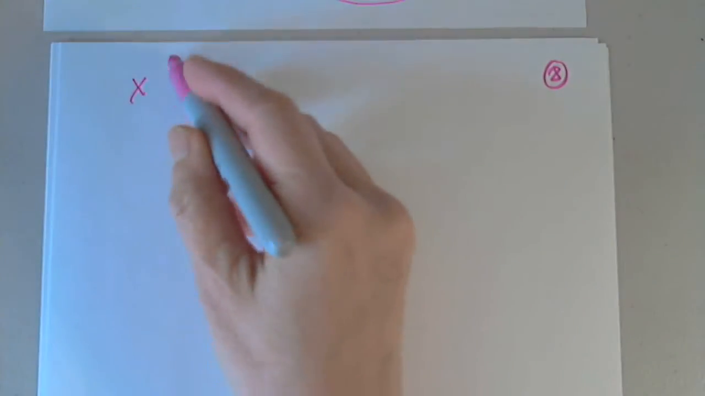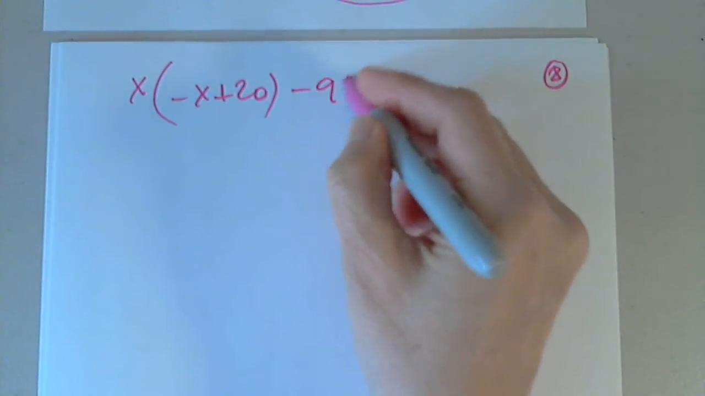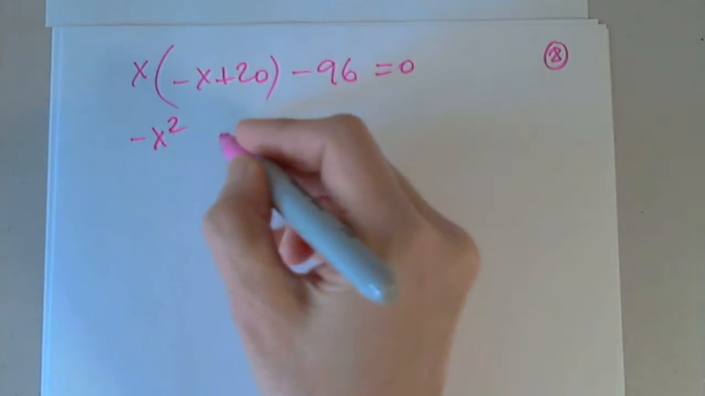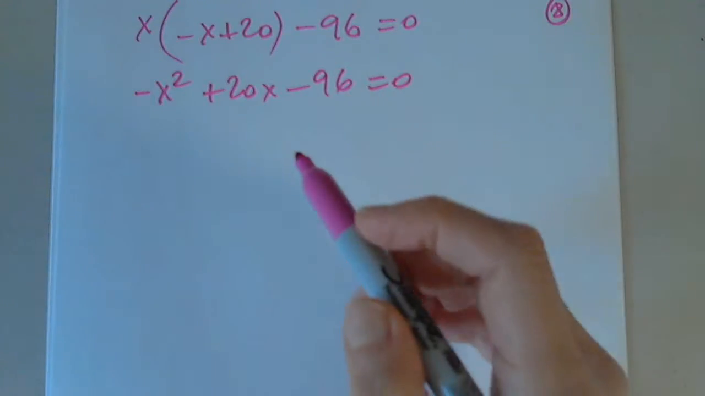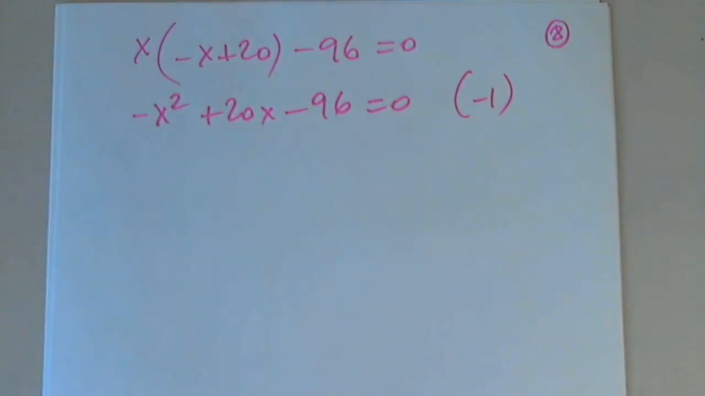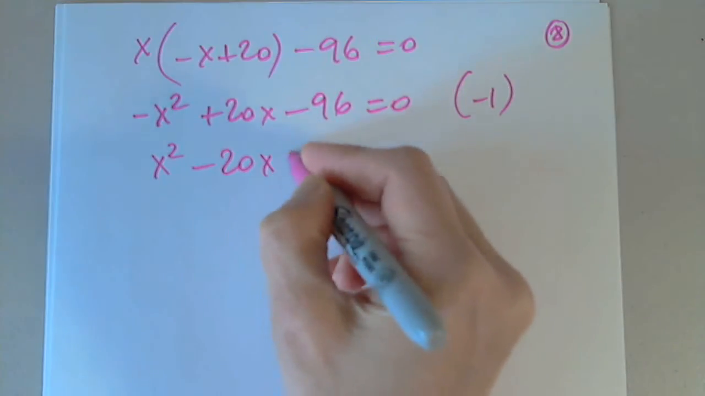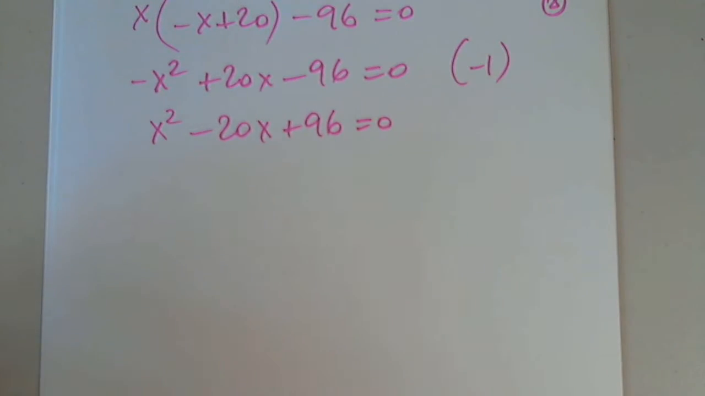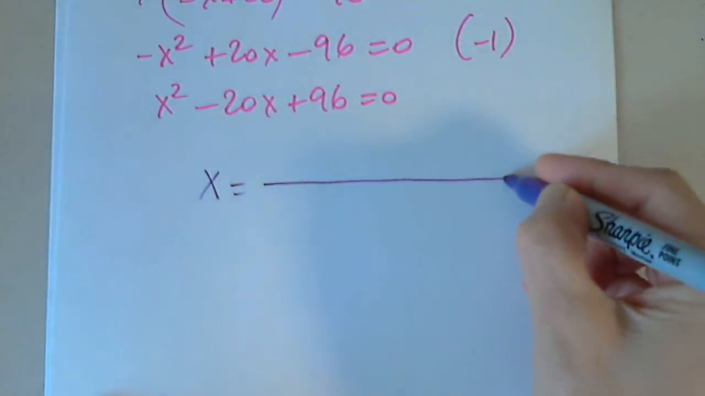So I replace y in parentheses, of course, with negative x plus 20, and subtract 96 equals 0. Why? Because I see it's quadratic. Negative x squared plus 20x minus 96 equals 0. You already know that I will refuse to solve a quadratic equation with a negative leading coefficient. And this time, because the numbers are big, and maybe I don't want to think, I want to use the quadratic formula. No one tells me which method to use at this point. So let's use the quadratic formula.